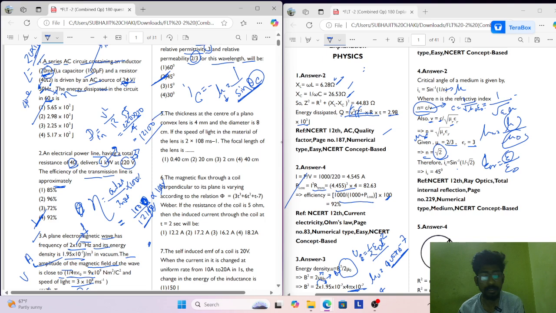The thickness at the center of a plano-convex lens is 4 mm, diameter is 8 cm. The speed of light in the medium of the lens is 2 into 10 to the power 8 meter per second. The focal length of the lens will be?